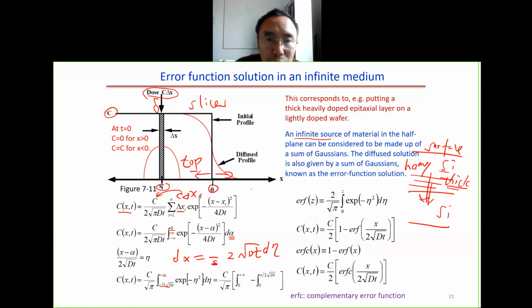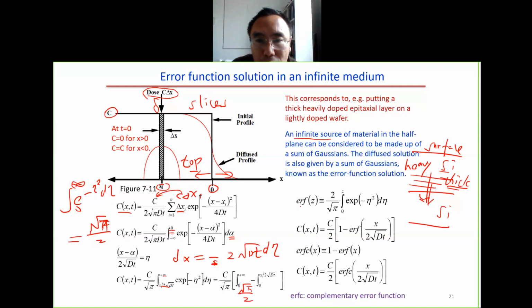We have seen the integral of e to the minus eta squared from 0 to infinity. We did this integration last time. It equals square root of pi divided by 2. So we define this as the error function.